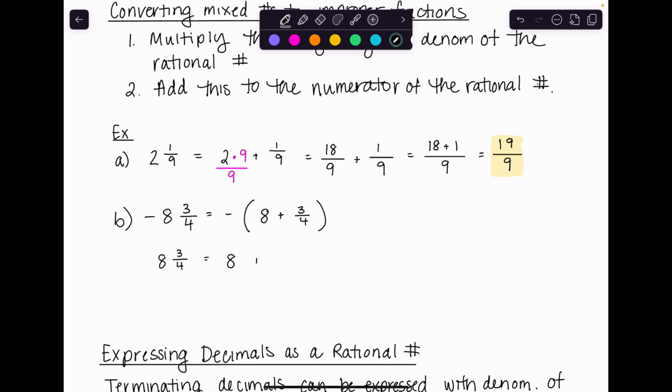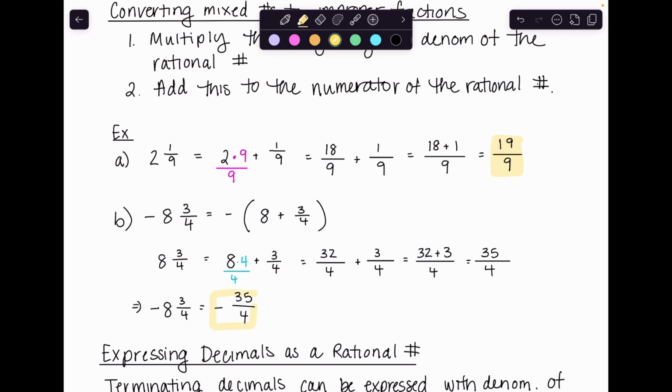In this case, this is 8 plus 3/4. I need to get a 4 in this denominator, so that means I need to put a 4 in the numerator. 8 times 4 gives me 32. So I need 32/4 plus 3/4. And then we go ahead and we just add the numerators, and the denominator stays untouched. So this would be 35/4. And then what that means when I apply that minus sign is it's just negative 35/4. Okay.